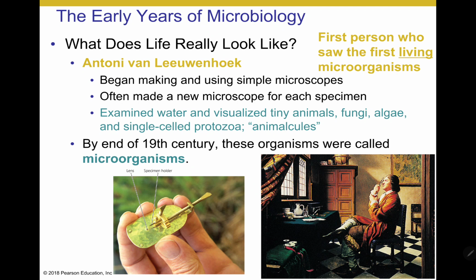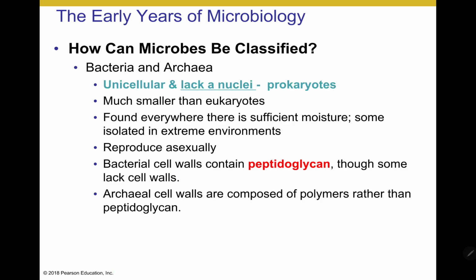He looked at images through the microscope, and he initially called them animalcules because they looked like tiny little animal things, right? He looked at a sample of water and visualized these tiny animals, fungi, algae, single cell protozoa, and called them animalcules. He was the first person really to see living microorganisms under a microscope. Obviously we don't call them animalcules anymore. We call them microorganisms. But again, he was the first person to see living microorganisms under a microscope. I'll get into some other scientists soon, right?